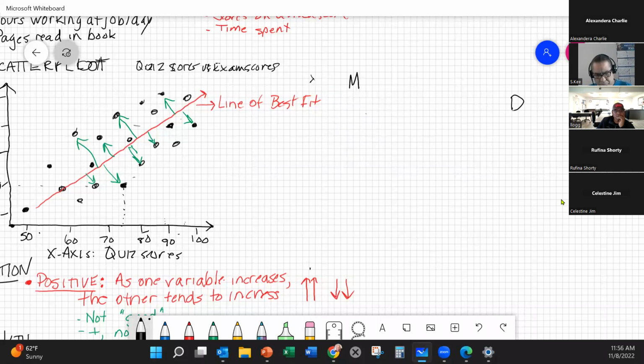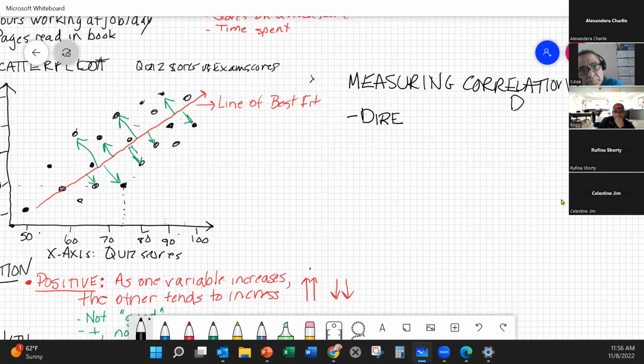So measuring correlations. We get 2 measures. We've already talked about them both briefly. Now let's go into them more in detail. Direction is the first thing we can measure. And it will be positive.